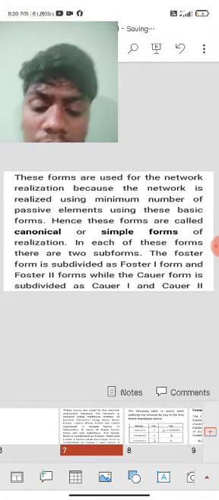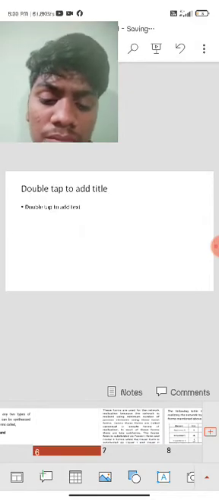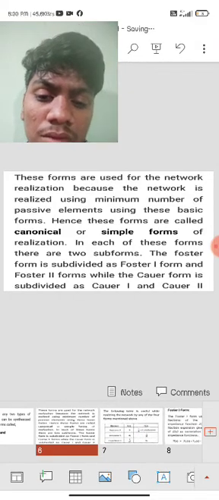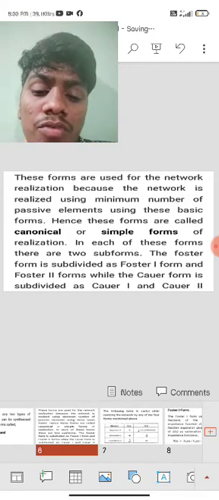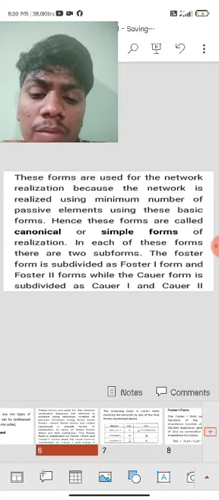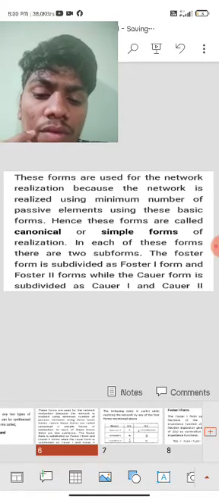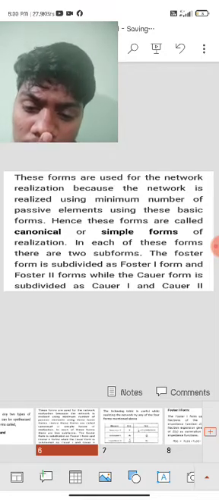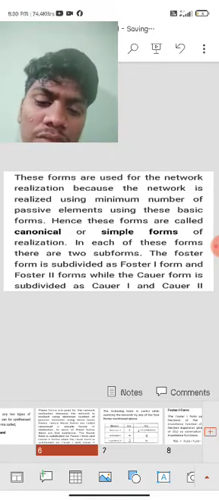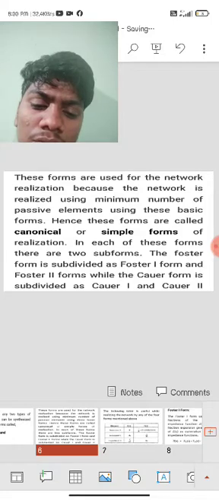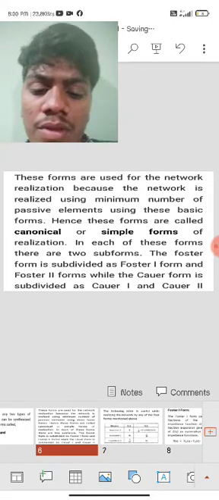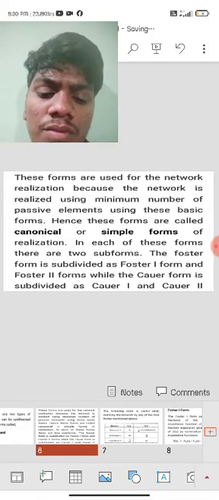These forms are used for network realization because the network is realized using a minimum number of passive elements using the basic forms. Hence, these forms are called canonical or simple forms of realization. In each of these forms, there are two subforms. The Foster form is subdivided as Foster form 1 and Foster form 2.